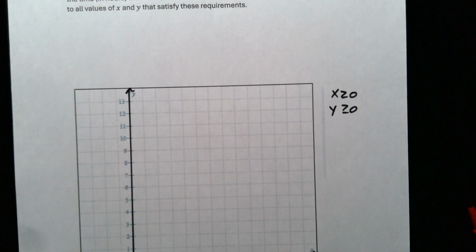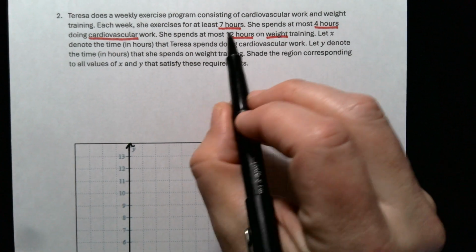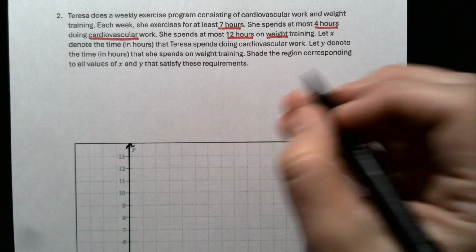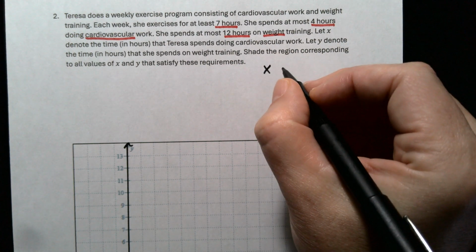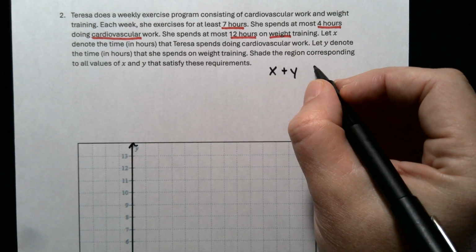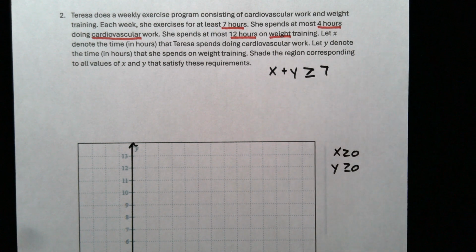Now, what else do I have in this problem? Let's go back up here and look. So each week she exercises at least 7 hours. So that's all the cardio and all the weight is at least 7 hours. So that's going to be X hours in cardio plus Y hours in weightlifting is greater than or equal to 7.